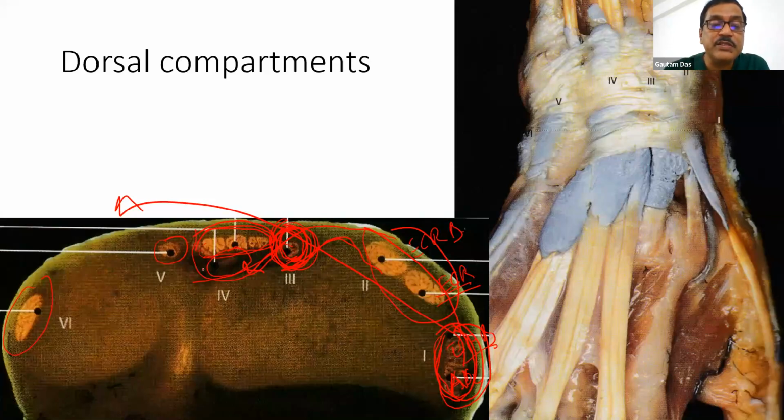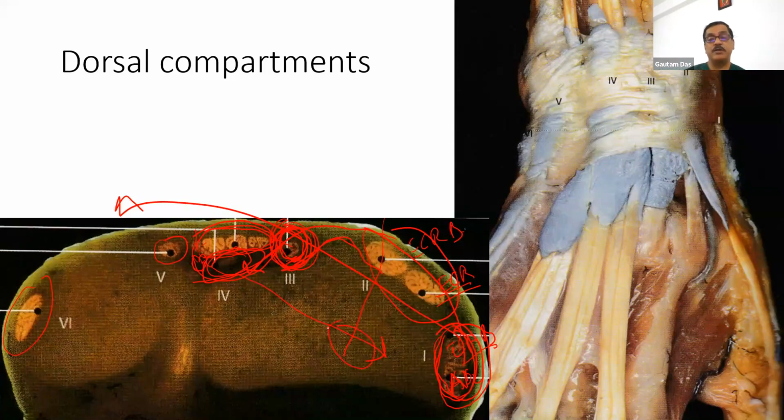One of them is your extensor indicis. This comes from the lateral side, as I told you, and ultimately it will be inserted into the second, whereas the extensor carpi radialis brevis will be inserted into the third. So again, there are possible areas of distal intersection, which I'll be showing you when we demonstrate it to the volunteers.